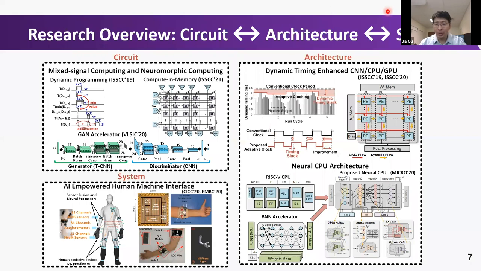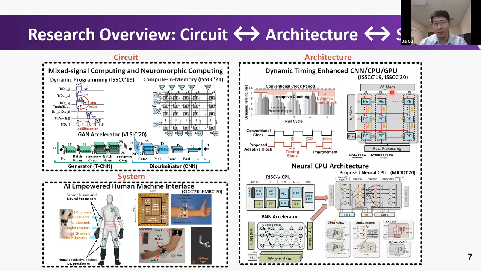Here, I want to give a quick review of our research before I get into a lot of details. As you can see here, we cover pretty much the full stack of hardware development, all the way from transistor-level circuits up to the system. So at the transistor level, we developed some very interesting and novel circuit techniques to accelerate modern computing tasks, for example, some machine learning tasks that we do. So we leverage analog mixed-signal computing techniques. One of the topics I'm going to share today will be on the computing memory that we just delivered.